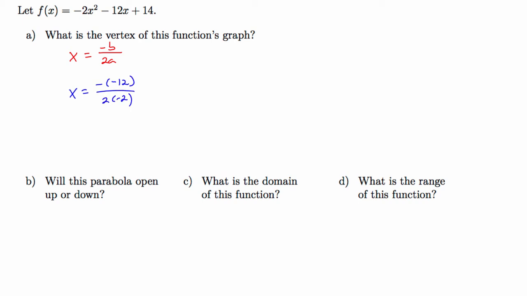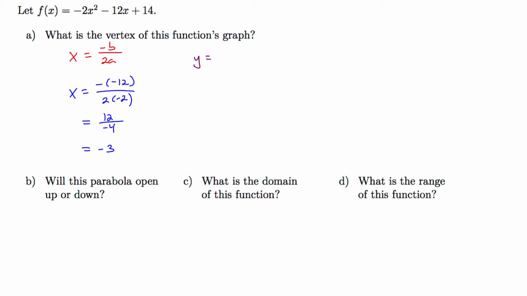The opposite of negative 12 is 12, and 2 times negative 2 is negative 4. So we have 12 over negative 4. And 12 divided by negative 4 is negative 3. This gives us the x-coordinate of the vertex. But the vertex is a point on a graph and has two coordinates, an x and a y. To find the y-coordinate, we simply substitute in that x value into our original function.